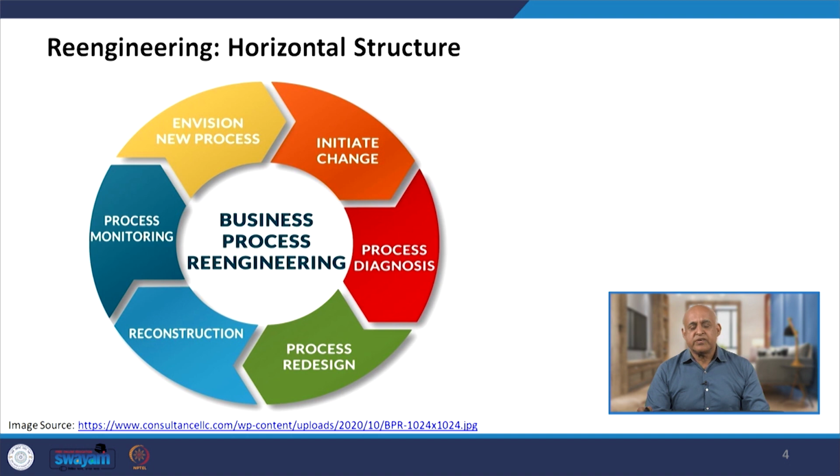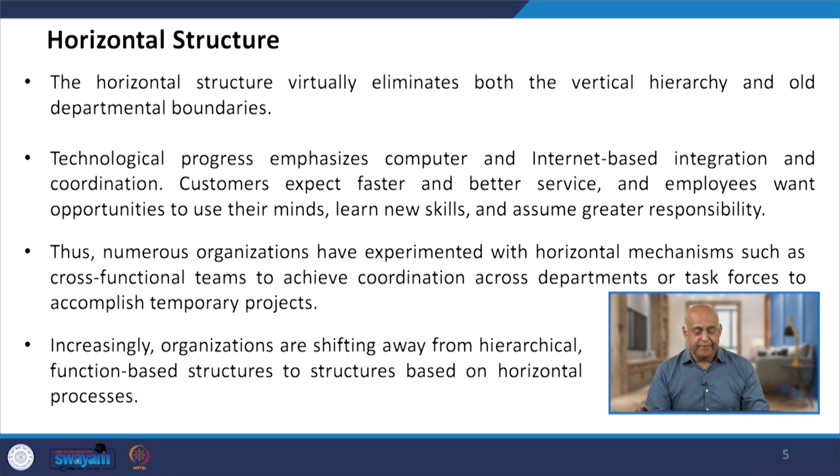Now, this re-engineering of the horizontal structure is a process that involves envisioning the new process, initiating the change, process diagnosis, process redesigning, reconstruction and process monitoring. The horizontal structure virtually eliminates both the vertical hierarchy and the old departmental boundaries. Whatever the earlier structure was, that structure will be changing, moving away from the vertical hierarchy. These are technological processes that emphasize computer and internet based integration and coordination.